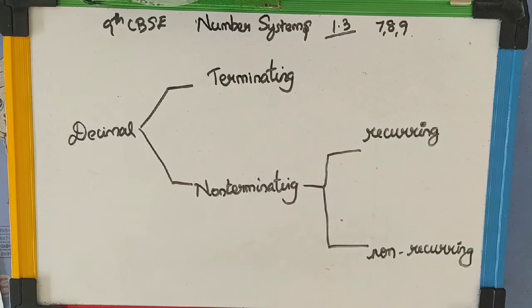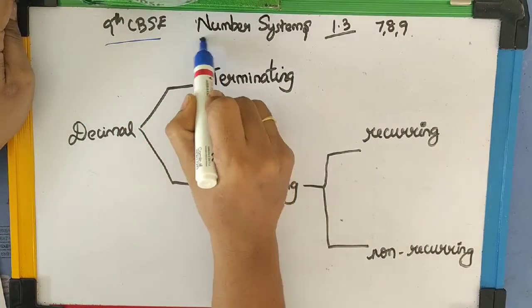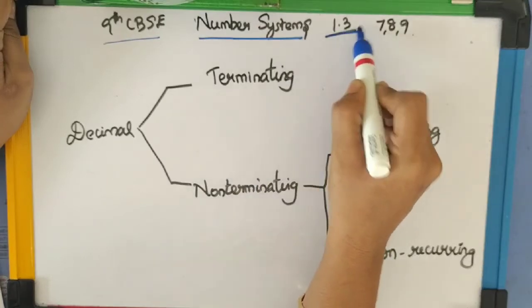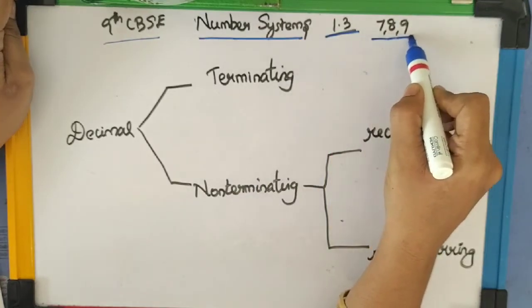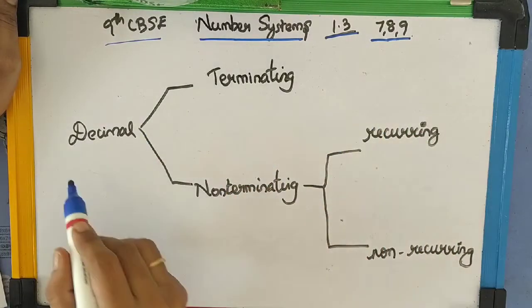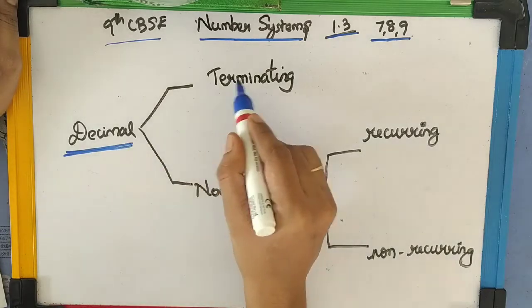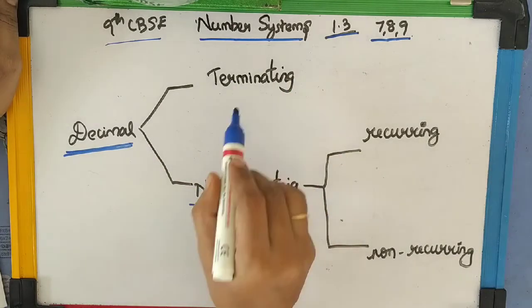Let's do it! Hi everyone, today we are going to see 9th CBSE Number Systems Chapter 1.3 Problem 7, 8, 9 in it. Before going into the exercise, we need to clearly know that decimal is of two types, that is terminating decimal and non-terminating decimal.